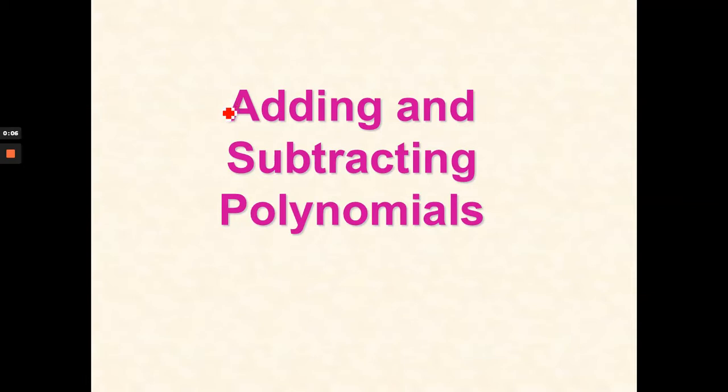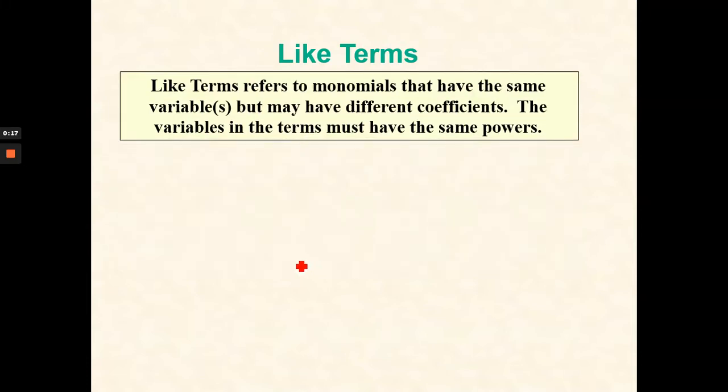Hello, this time we're going to discuss adding and subtracting polynomials. Let us first define, or identify, what like terms are. Like terms refers to monomials that have the same variable or variables but may have different coefficients. The variables in the terms must have the same powers.